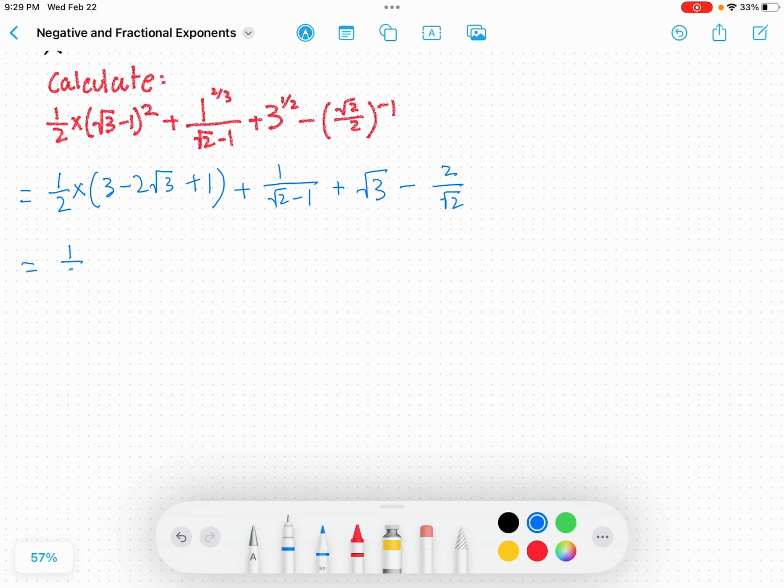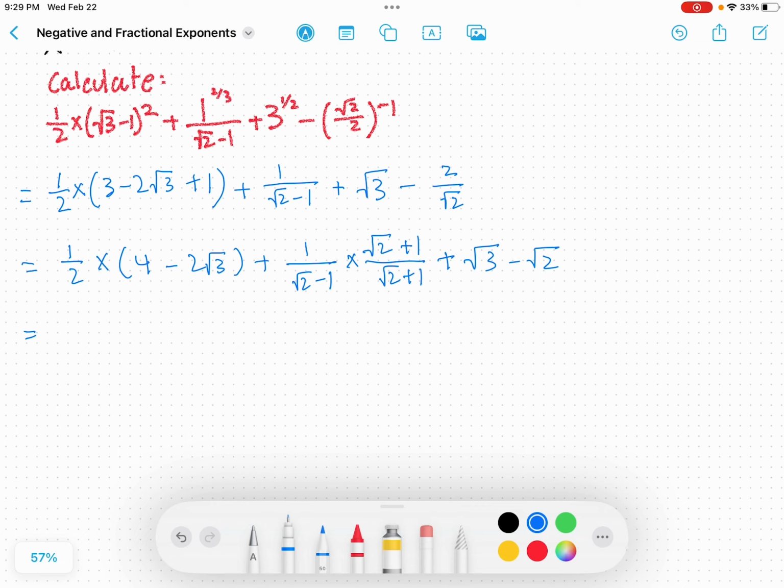This will be 1/2 times (4 minus 2 square root 3) plus 1 over square root 2 minus 1. Well, you can apply simple conjugation here. So you times it by the difference of squares formula, you get that 1 over square root 2 minus 1 times square root 2 plus 1 over square root 2 plus 1. We do this to rationalize the denominator. Plus square root 3 minus square root 2.